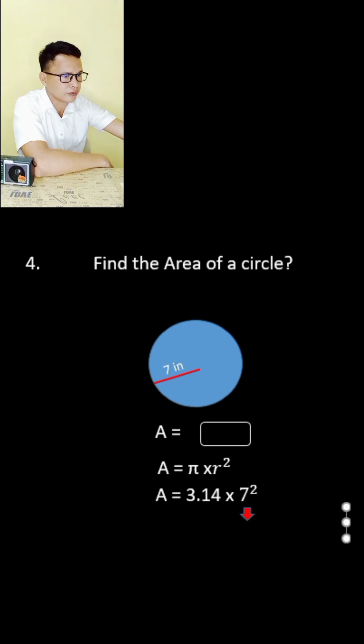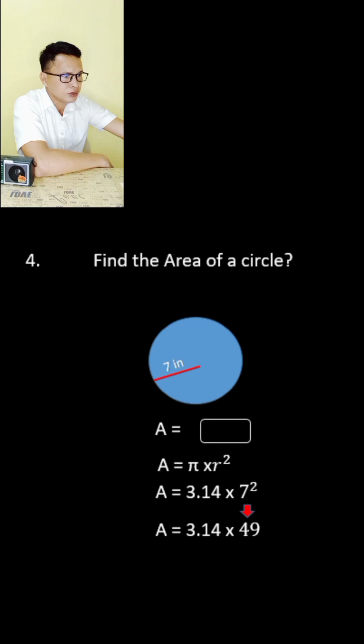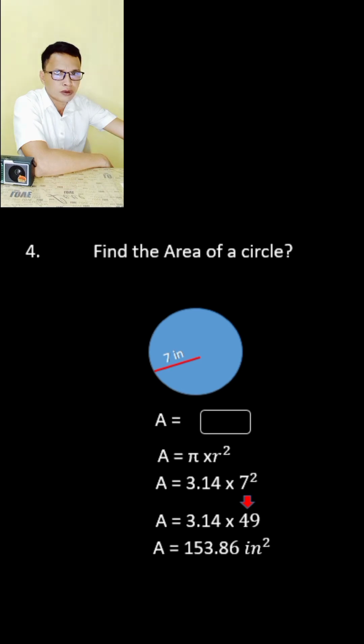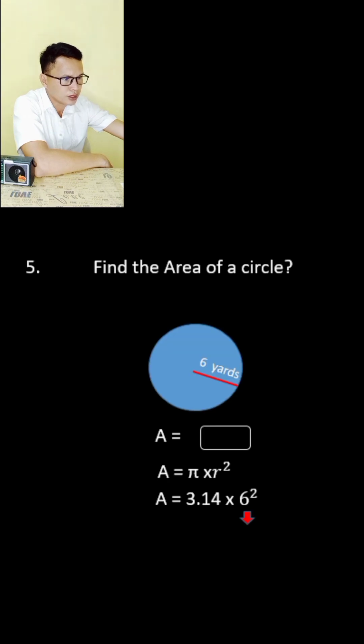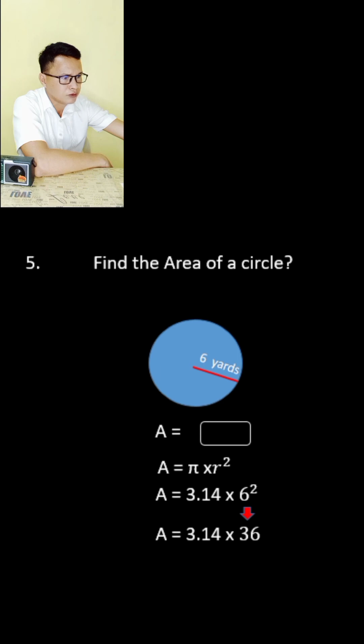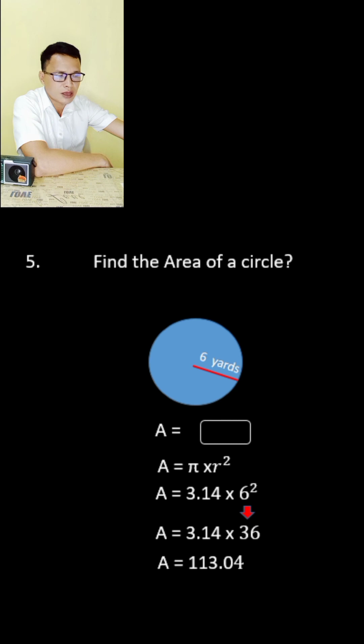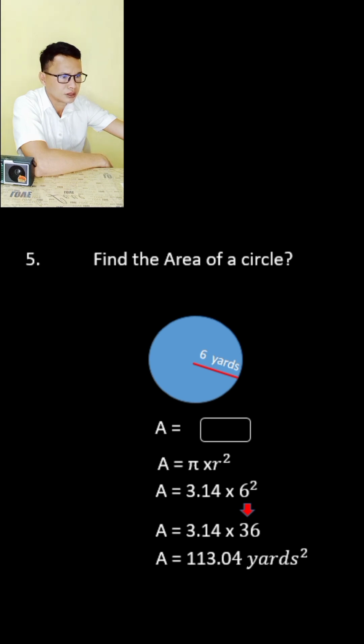Take the square of 7, which is 49. We just multiply it by itself, 7 times 7. So 3.14 times 49 is 153.86 square inches. When we say area, there must be a square before the unit inches. Problem number 5. The radius is 6 multiplied by itself, which gives us 36. So 3.14 times 36 is 113.04 square yards.